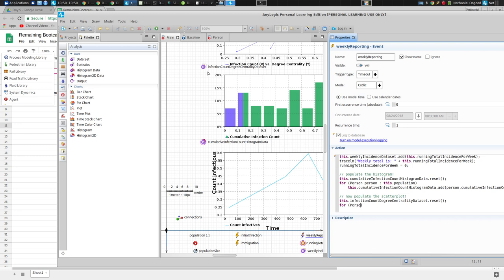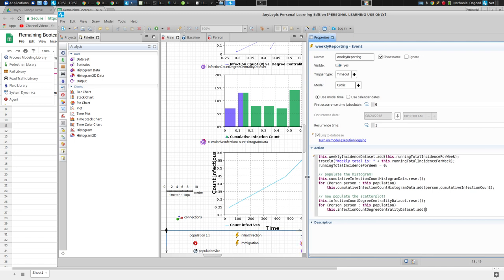Next, we should say person for each person in the population. That's what this means. It's going to go through each person in this population, call them person in turn, and then process them. Now, for each of those persons, what do I need to do? I need to put their information into this data set. So this dot infection count degree centrality data set dot, what do you think it's going to be? Add.